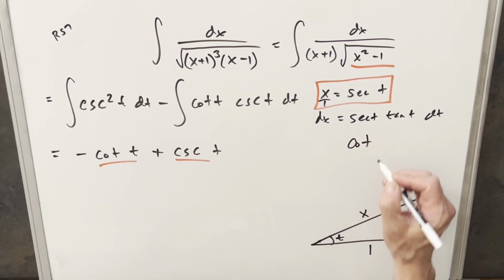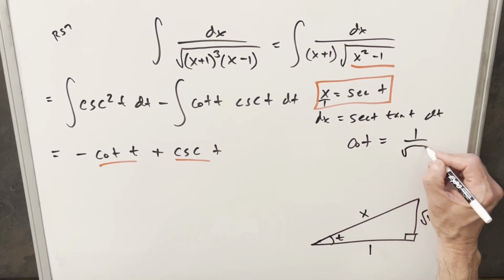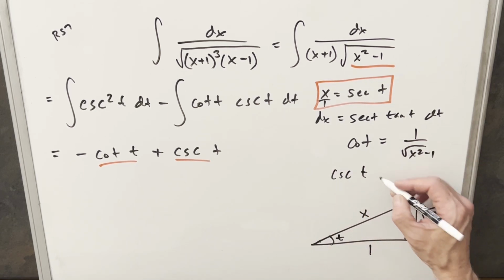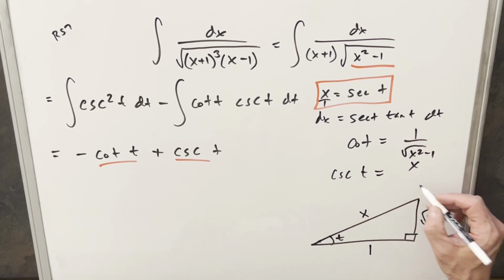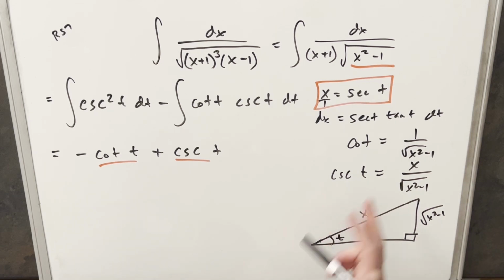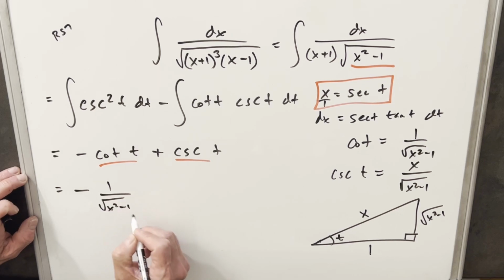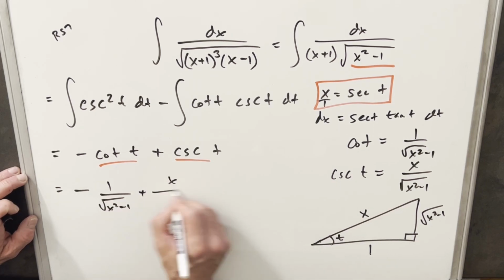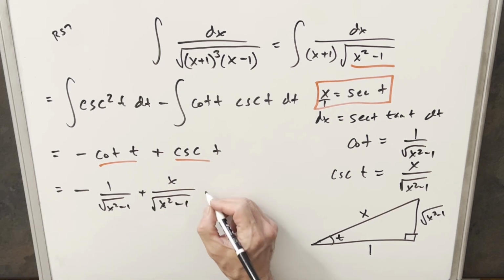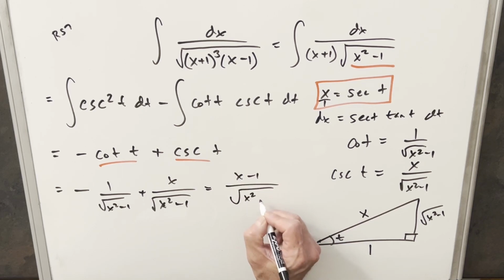So let's get cotangent t first. Cotangent t is going to be adjacent over opposite, so that's going to be 1 over square root of x squared minus 1. And then cosecant of t is going to be hypotenuse x over square root of x squared minus 1, our opposite. So let's plug these values in here and see what we have. We're going to have minus 1 over square root of x squared minus 1, and then for cosecant, we're just going to have x over square root of x squared minus 1. Well, we have the same denominator, so we can put these two together, and we can write this as an x minus 1 in the numerator, and then we'll have our square root here in the denominator.